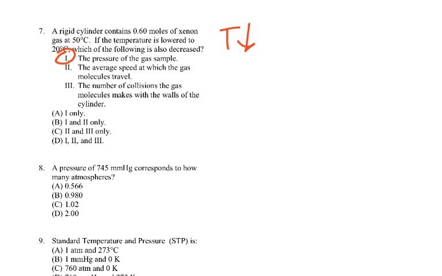The average speed at which the molecules travel? Yes. Okay, because temperature is the speed of the particles. The number of collisions the gas molecules make with the walls of the container? Yes. If they're moving more slowly, they're not going to hit quite as often and not as hard. So all three of those are true. 1, 2, and 3. Answer 7.